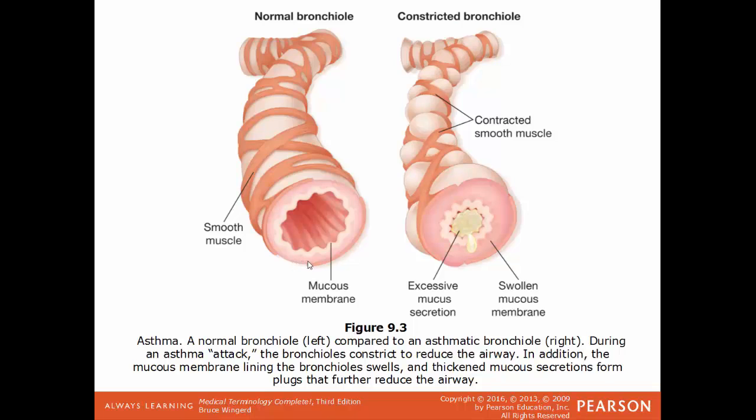Over here on the left is how a normal bronchiole should look. It's wrapped around with multiple layers of smooth muscle. And the wider this space is, the more air can pass through more quickly. But when you have an asthmatic attack, these smooth muscles will constrict and tighten. So it's going to make it much more difficult to breathe.